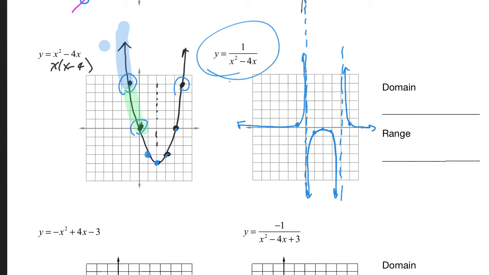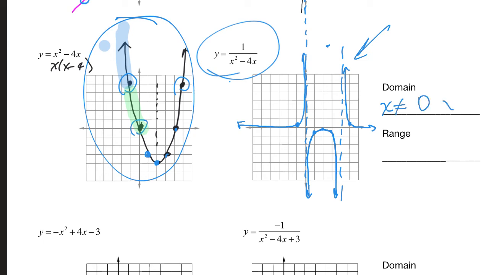Okay, so you have to think about what's happening here in order to be able to graph the reciprocal. Now, as far as the domain of this picture, we're not going to use interval notation here. We're going to say x cannot equal 0 and x cannot equal 4. Okay, but x can equal anything else.